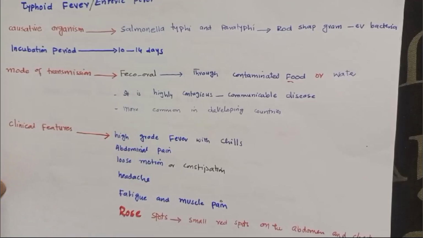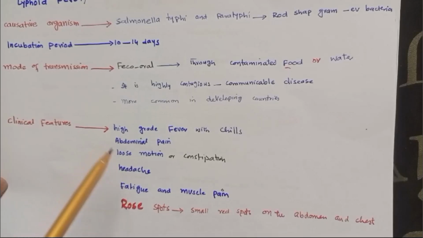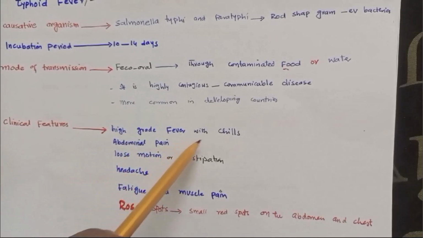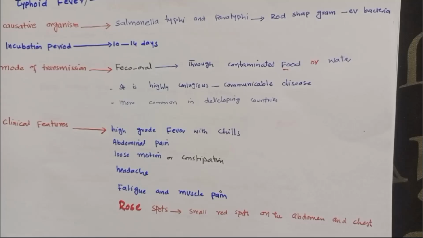Now we will discuss the clinical features of typhoid fever. Typhoid fever presents with high-grade fever with chills, abdominal pain, loose motion, or sometimes typhoid fever patients present with constipation, headache, fatigue and muscle pain. On examination, typhoid fever patients will have rose spots. What are rose spots? They are small red spots on the abdomen and chest.